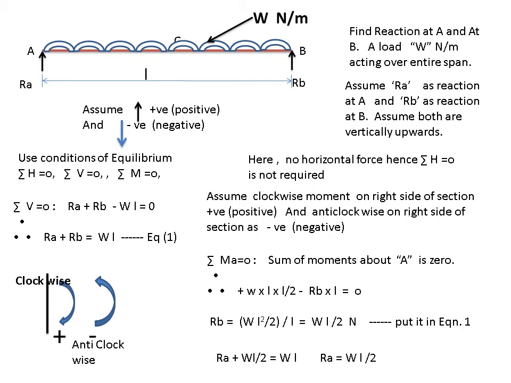If you put it in equation 1, you get RA plus WL by 2 is equal to WL. So RA also is equal to WL by 2. So reaction at A is WL by 2, at B is also WL by 2. Both reactions are equal. It is quite simple and can be seen from the diagram. If uniform load is applied over the entire span, half the reaction will go to A and half to B. Total load is WL, so half is WL by 2 at A and WL by 2 at B, which is also seen from the calculations.